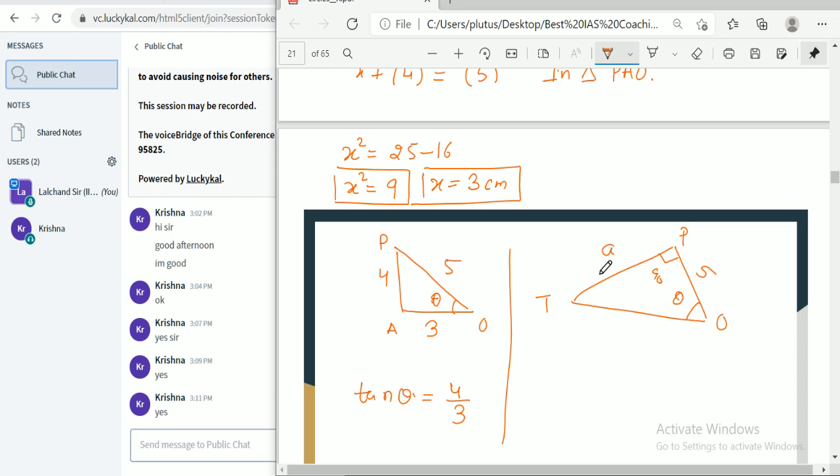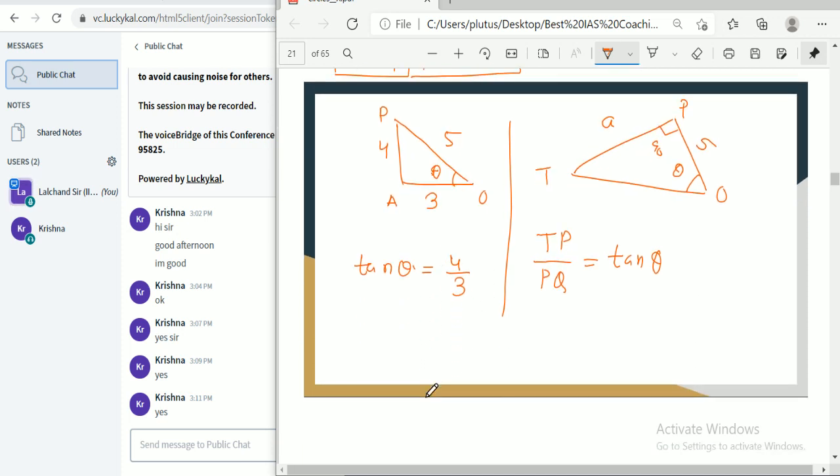What is the answer for TP? If we look into this triangle, if I write TP divided by PO, that is also equal to tan theta, isn't it? TP divided by PO, because this is a right angle and this angle is theta. So this is also equal to tan theta, isn't it? And we know the value of tan theta is 4 by 3 here.